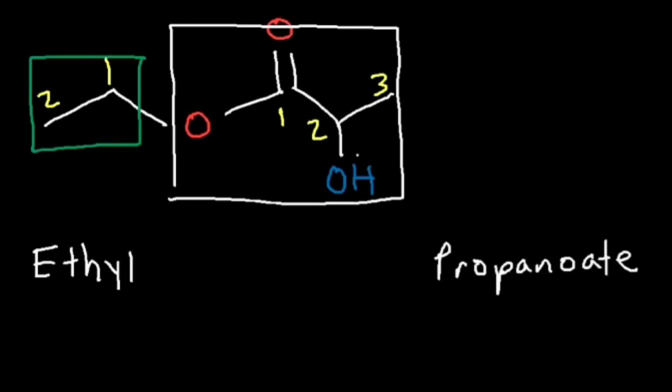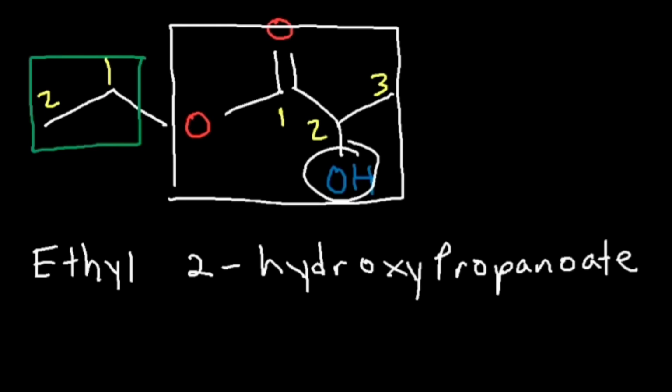Now we have an OH group on carbon 2. What is an OH group called as a substituent, since the parent name is the ester? It's going to be called hydroxy. So it's 2-hydroxy propanoate. And of course with the ethyl in front. So the whole thing is ethyl 2-hydroxy propanoate.